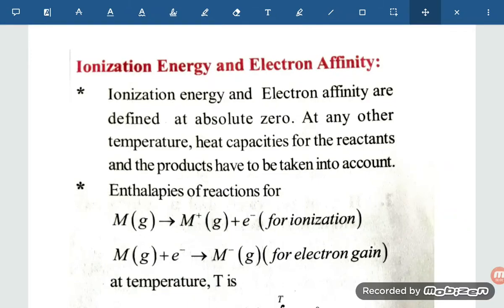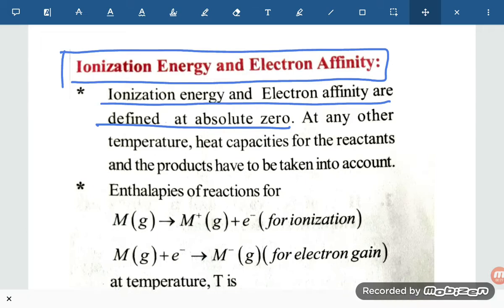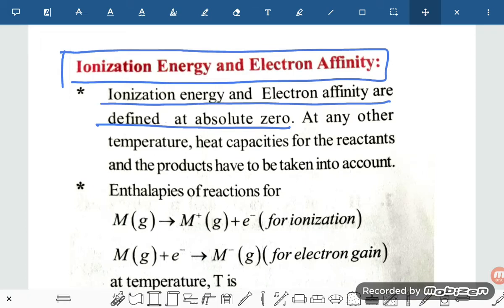Hello students, now let us try to understand the concept of ionization enthalpy and electron affinity in terms of thermodynamics. In terms of thermodynamics, ionization energy and electron gain enthalpy, or electron affinity, are defined at absolute zero. Absolute zero means you are not going to calculate the change in ionization enthalpy or electron affinity. You will be able to get this one as an absolute value.